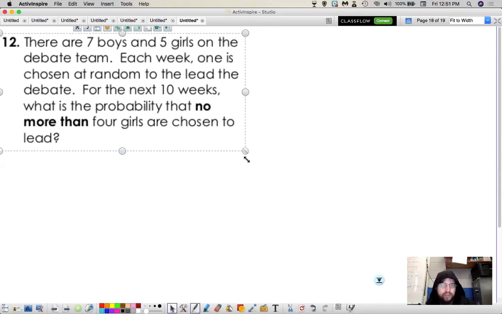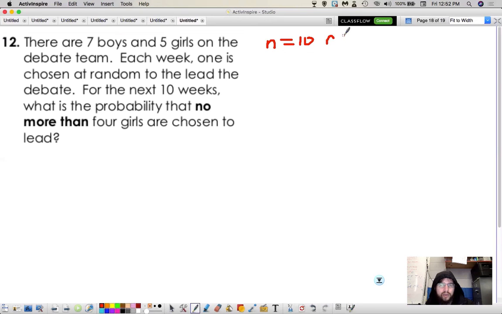There are 7 boys and 5 girls on the debate team. Each week, one is chosen at random to lead the debate. For the next 10 weeks, what is the probability that no more than 4 girls are chosen to lead? Okay, so 10 weeks, so N is 10. No more than 4, so R is less than or equal to 4. Probability of it being a girl, well, there's 5 of them out of 12 people. Q would then be 7 out of 12.